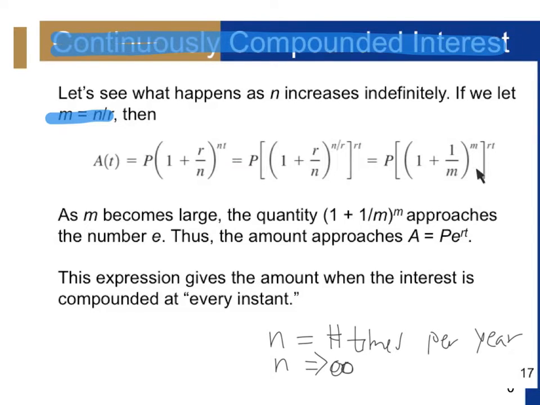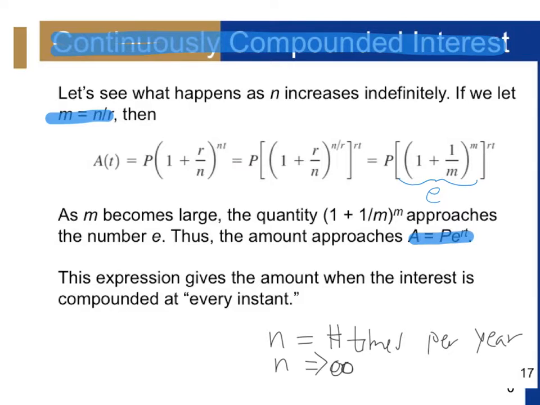And this is just what e is, right? The quantity 1 plus 1 over m to the m approaches the number e as m gets really big. So what happens is this thing just becomes p e to the rt. In other words, this thing right here is e when m gets really big. So that's all we have for compound interest: A equals p e to the rt.